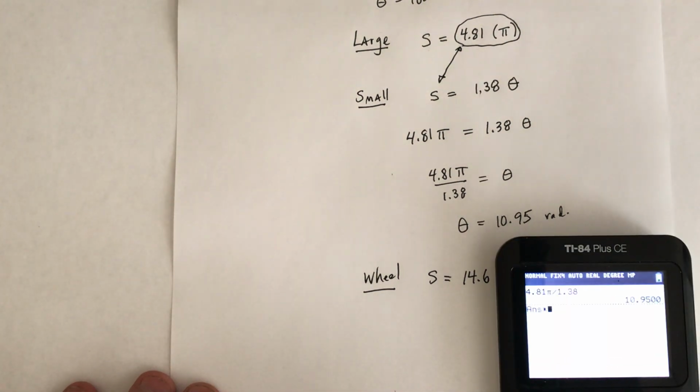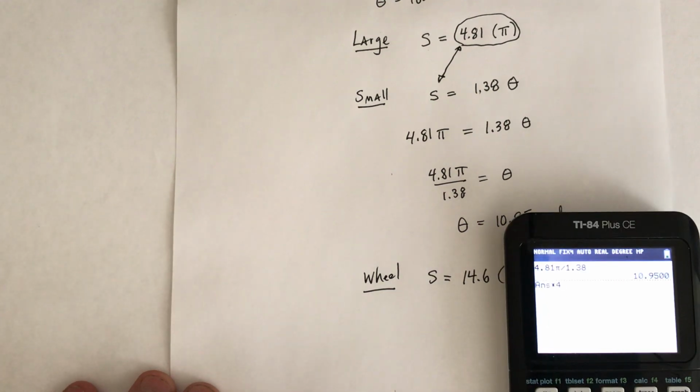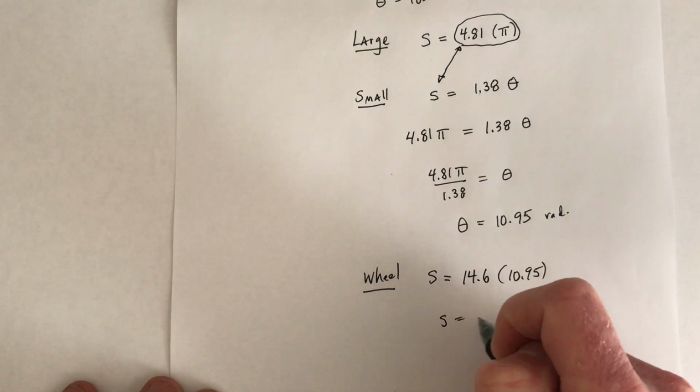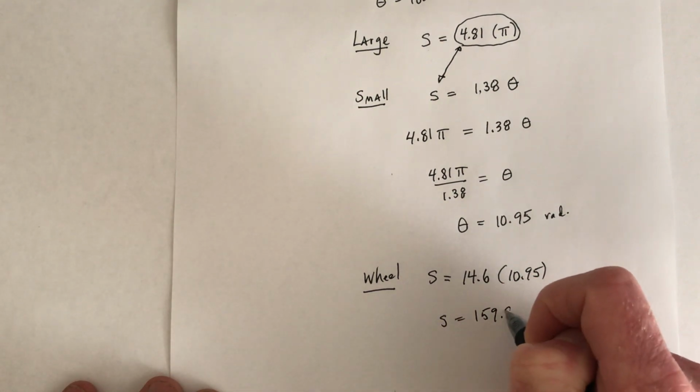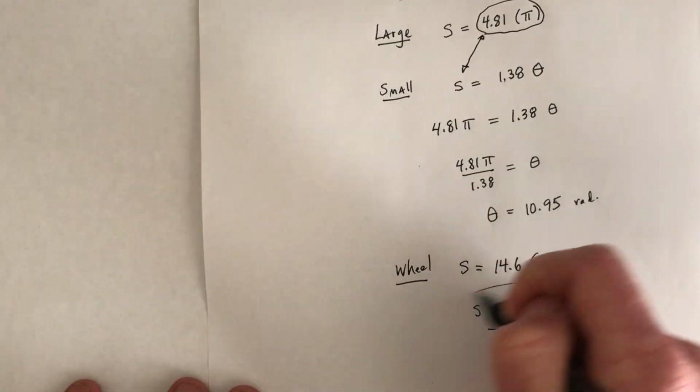And I can just go times, because the 10.95 is still there, times 14.6. So it's a 159.87. What did they say? They said to the nearest tenth. So this 7 would actually round up, so this would be a 159.9. And then the last thing is, this is in inches right now. And then I have to check, okay, they did say inches, and they said the nearest tenth. So that means that I'm actually done with that one.